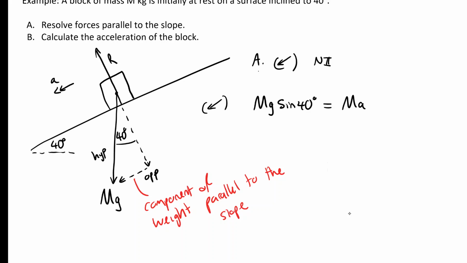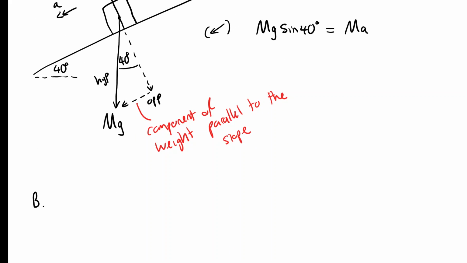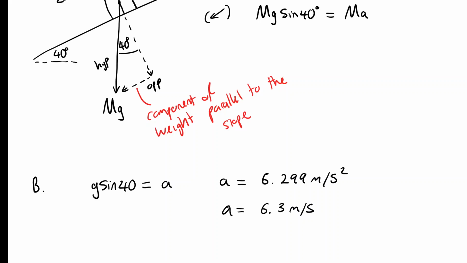We can then move on to part B, which will be fairly simple. We can take the equation we worked out in part A and cancel m from both sides to get g sine 40 equals a, the acceleration. Therefore a is 6.299 meters per second squared, or more reasonably 6.3 meters per second squared. That's that problem.